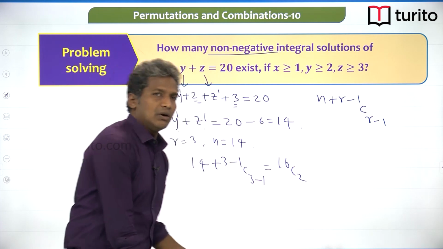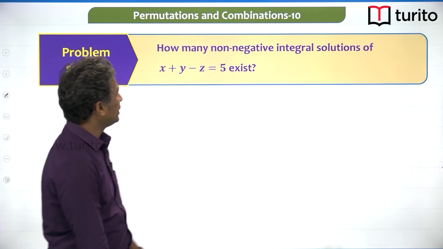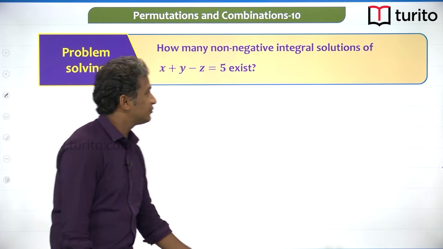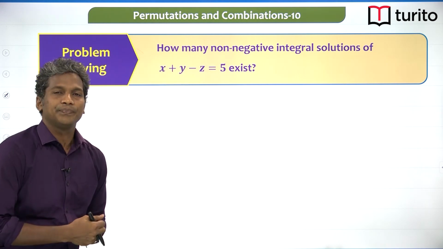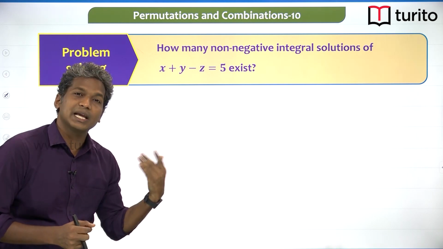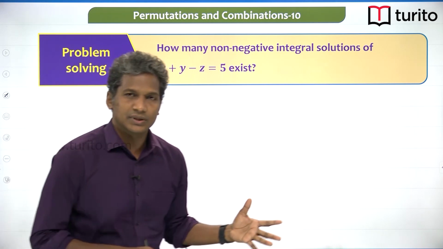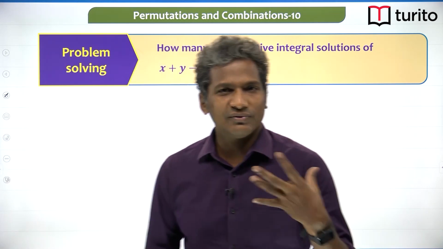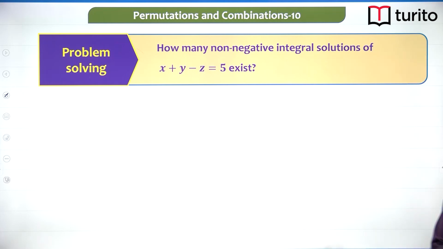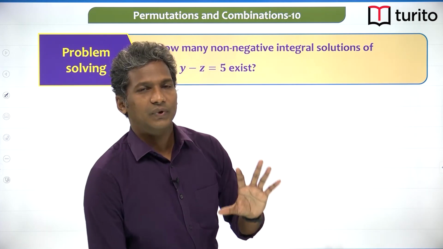Now, let us have a look at another problem. Here, how many non-negative integral solutions of this equation exist? So, what are the minimum values of x, y, z here? Minimum values can only be zeros, but what about the maximum values? Can we say that the maximum value is 5? Just have a look at this. We can't say that the maximum value is 5.